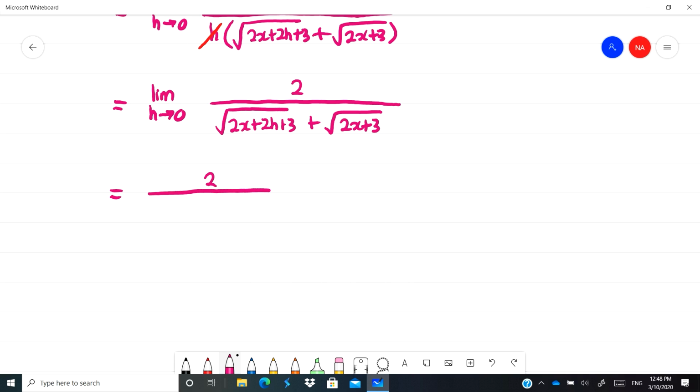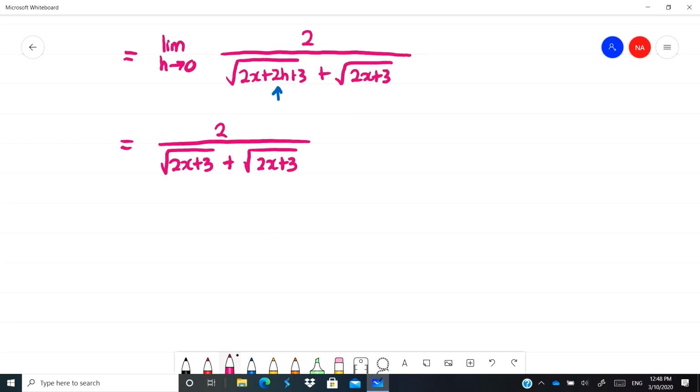So you have 2 square root of 2x plus 3, because this part will become 0, since 2 multiplied by h is 0, plus square root of 2x plus 3. Students get confused when it comes to this part. They don't know how to simplify the denominator.